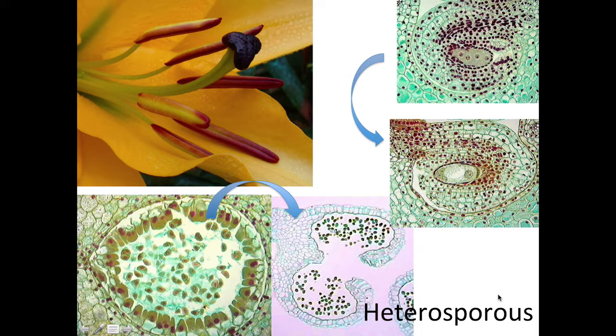So these are two separate gametophytes, the pollen and the ovules, and they're going to make egg and sperm in different bodies. You have different spores resulting in different gametophytes that make egg in one type and sperm in the other type.